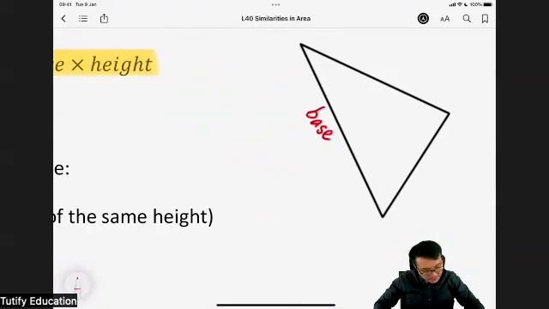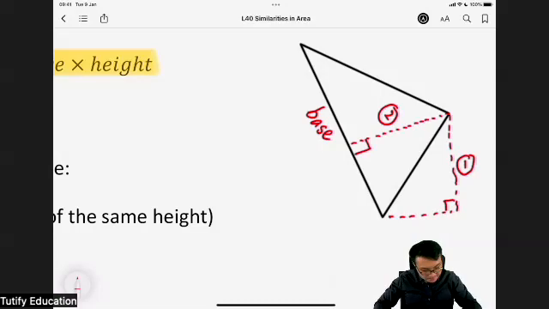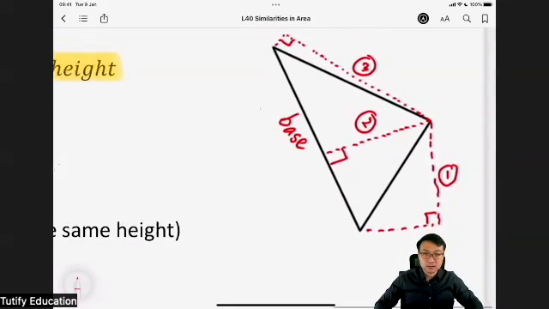So let me draw some lines, okay? This is 90 degrees. Let's call this number 1. This is 90 degrees. Let's call this number 2. And let's say that I have another one. Let's call this number 3. This is 90 degrees. Which line do you think is the correct height? 1, 2, or 3?